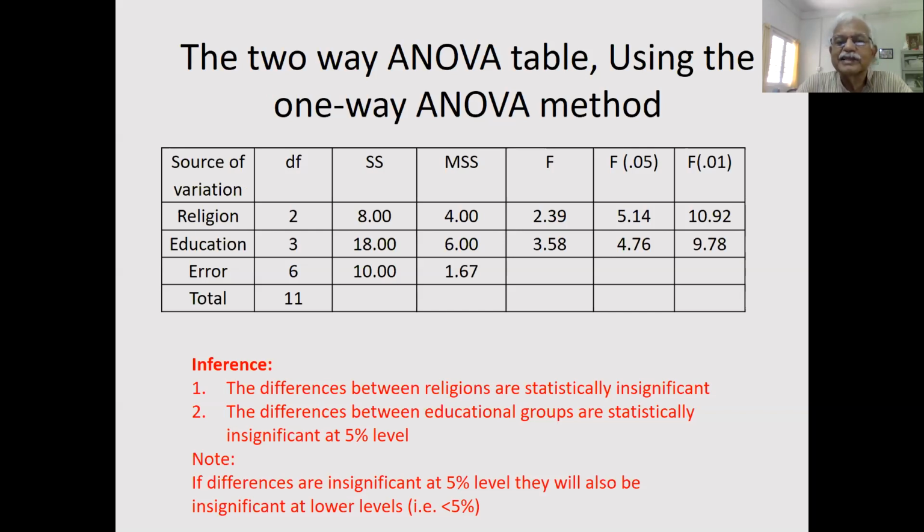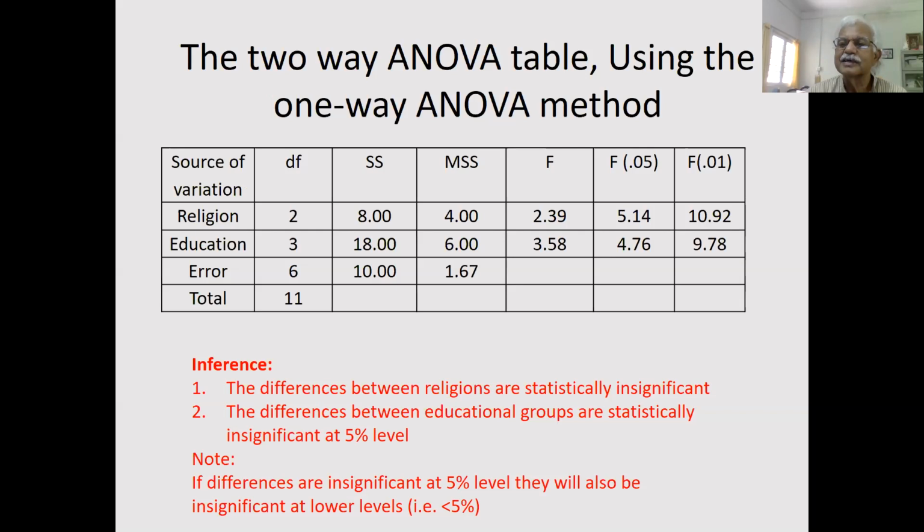Then sum of square, then mean sum of square. Mean sum of square is obtained by dividing sum of square by degrees of freedom. And so in the first case, religion, 8 by 2, 4. In case of education, 18 by 3, 6. And in case of the error term, 10 by 6 or 1.67. We can also calculate mean sum of square for the total.